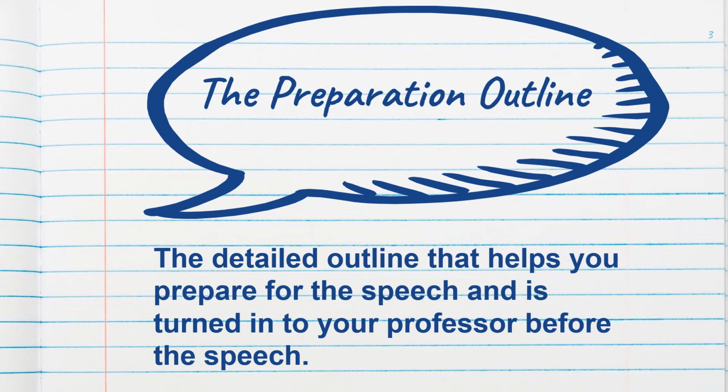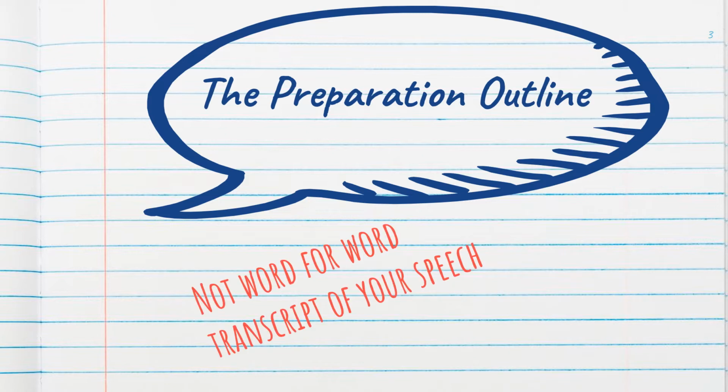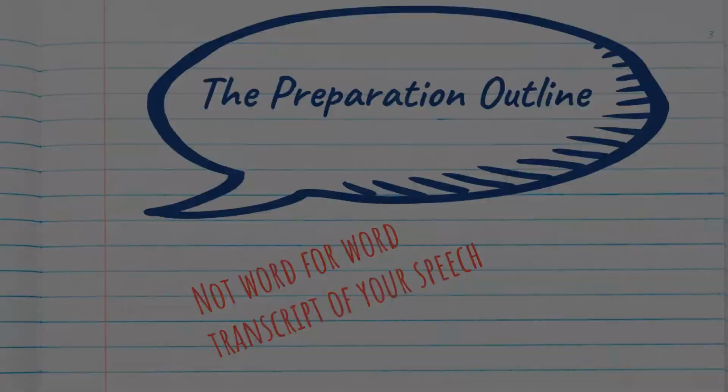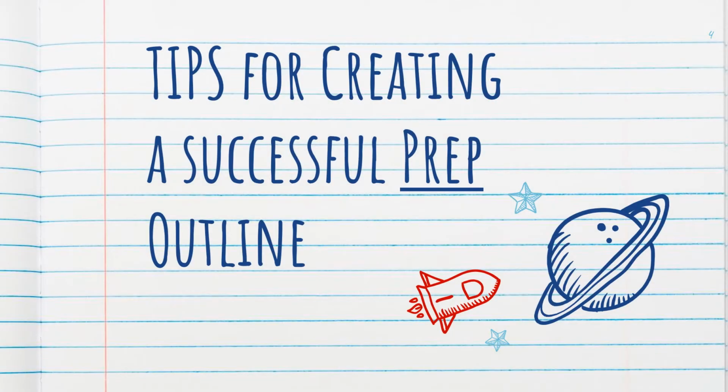The preparation outline is the detailed outline that helps you prepare for your speech. This outline is turned in to your professor before the speech. Your professor will take a look at the outline and give you tips, tricks, or hints on how to improve your speech. Your professor will also be able to give you kudos on things that are done well. Remember, this is not a word-for-word transcript of your speech. So let's go over some tips for creating a successful preparation outline.